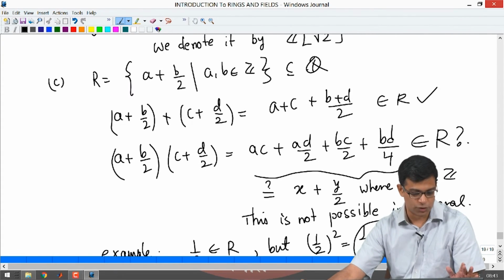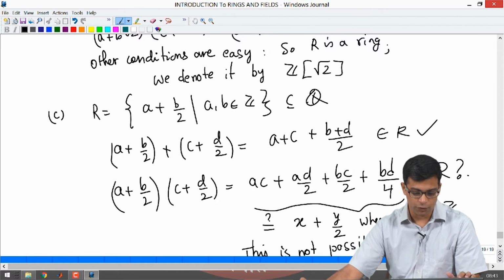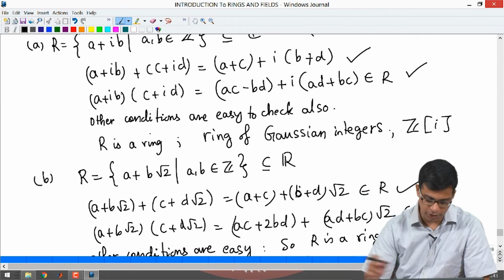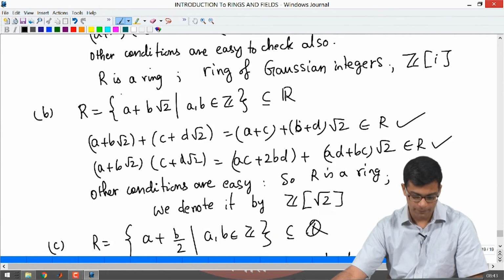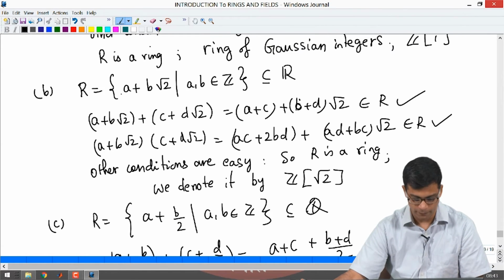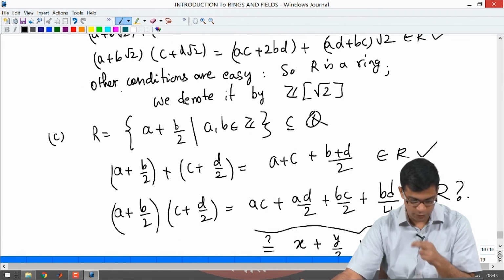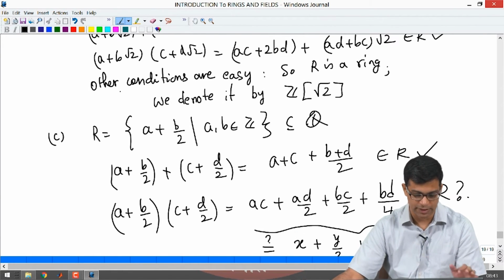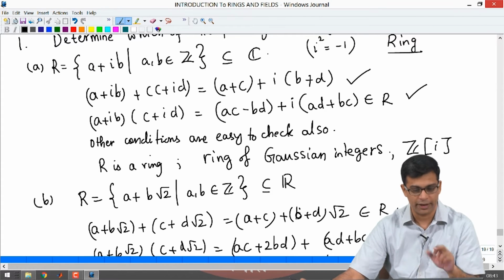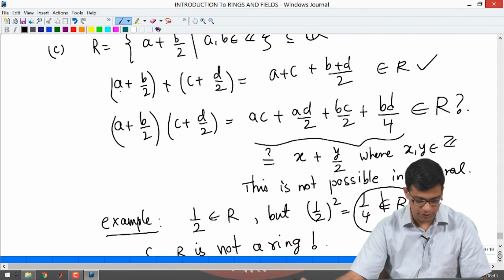So, this example shows that you have to be careful about taking whatever you want. If you take a plus bi in this example or a plus b root 2 in this example, you will be fine, but a plus b by 2 is not going to give you a ring. The difficulty in this third example was 1 by 2 times 1 by 2 is not inside this set again, whereas root 2 times root 2 is again in this set, i times i is again in this set. So, that is the difference between these 3 examples.